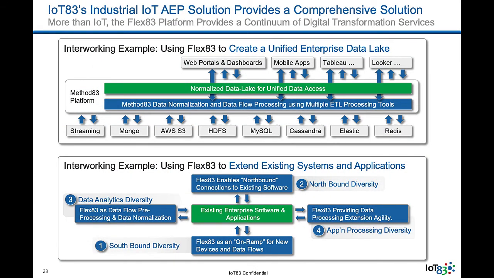A couple of other examples of how you can use the system. Yeah, you can use the system just as an end-to-end IoT solution, but you can also use the system to expand the scope of your capabilities. For example, you can use IoT83's Flex platform as an on-ramp for new devices and data flows. You can use it northbound to connect to other software systems. You can use it for extended processing capabilities using modern programming technologies, or you can use it for advanced data analytics diversity.